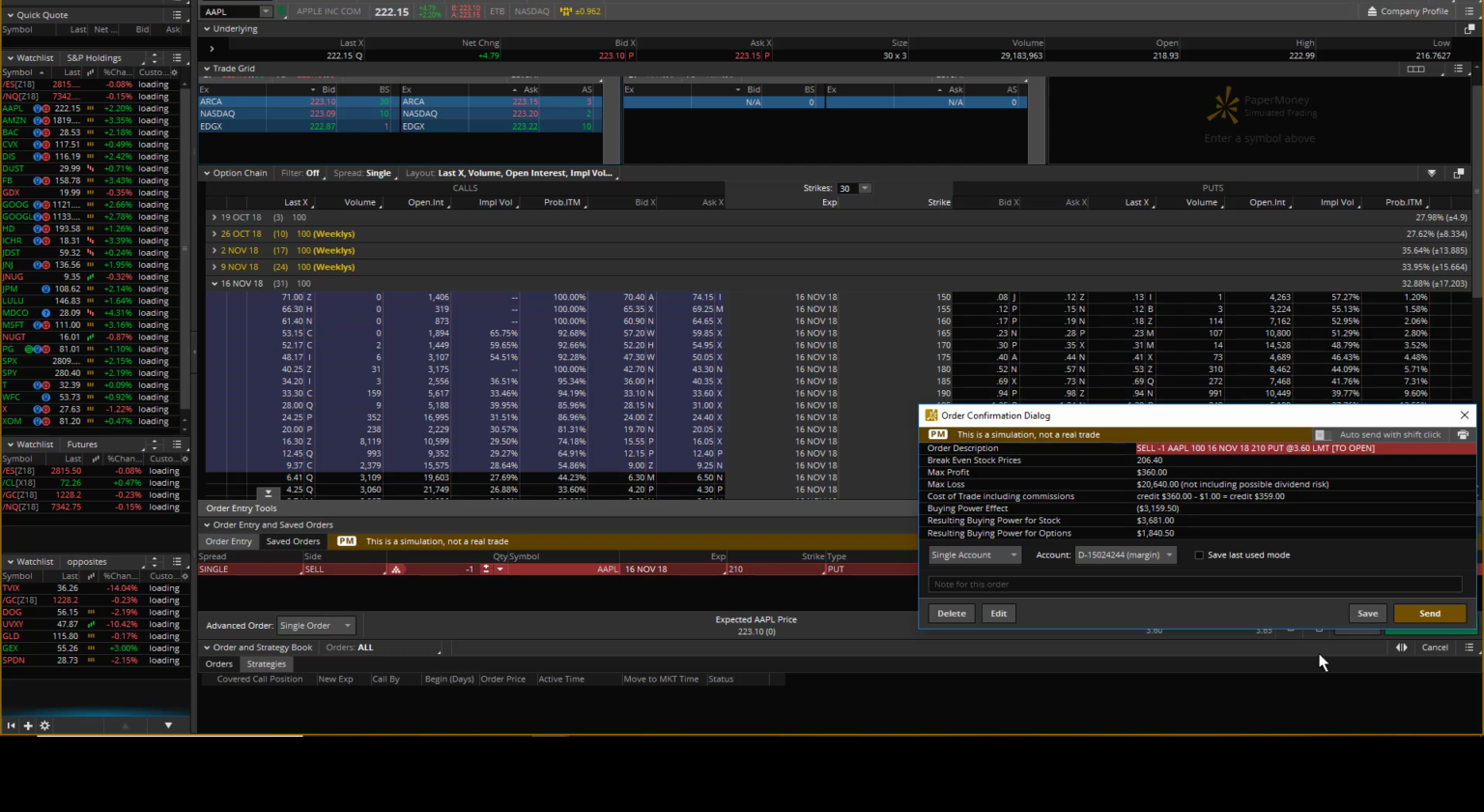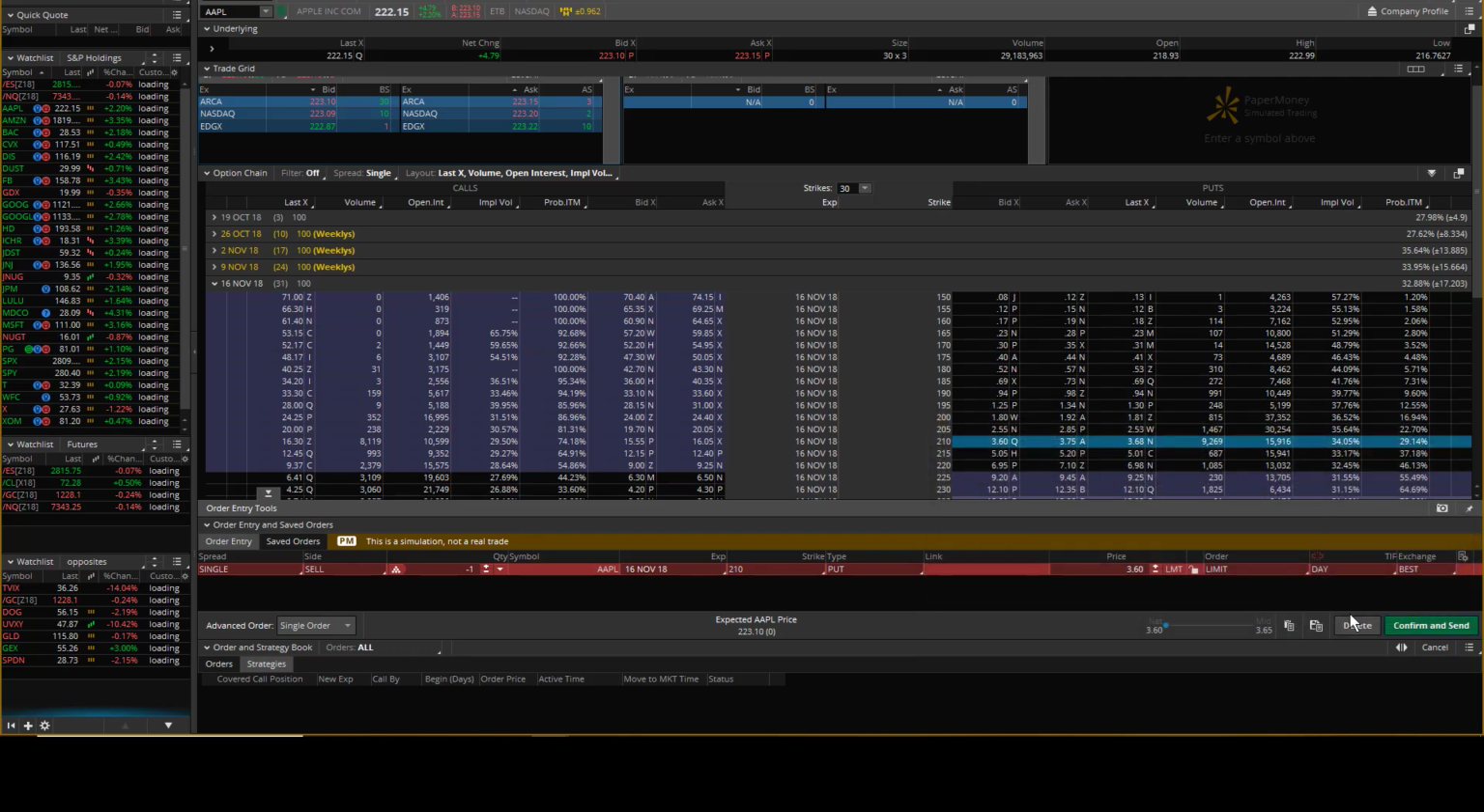However, if you confirm and send that, take a look at what your max loss could be. $20,640. That is a huge number. Not to mention, if you come down and look at the buying power effect, it would cost you $3,159 just to even hold this position. So unless you've got a very large trading account, trading naked positions is going to be very difficult.